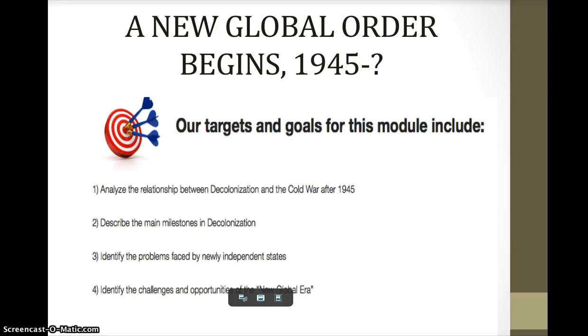I'm going to press on now, and this week we're going to be analyzing the relationship between decolonization and the Cold War after World War II, describing the main milestones in decolonization, identifying the problems faced by newly independent states, which ties in very much to the Cold War, and identifying the challenges and opportunities of the new global era, which of course is the era we live in now.